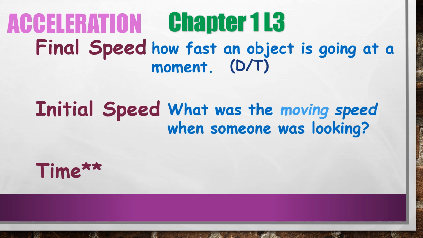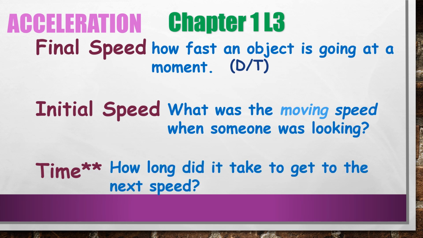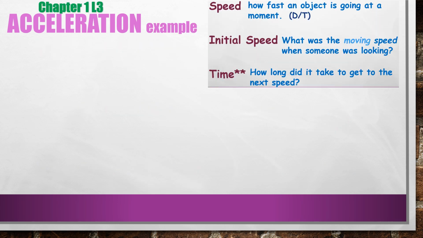Or maybe it was 3 houses down on our road and it seemed to be going pretty slow, and then all of a sudden it sped up to go past our house. So we want to know what that initial speed was, and then we'll compare it to our final speed. And then the final thing that we need to know is how long it took, right? The amount of time. Could be seconds, could be minutes, could be hours. So when we do acceleration, it's all about doing a math problem.